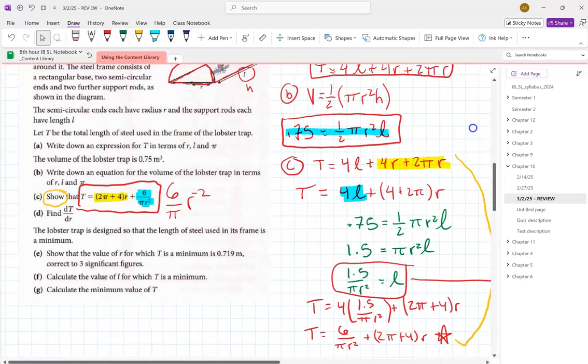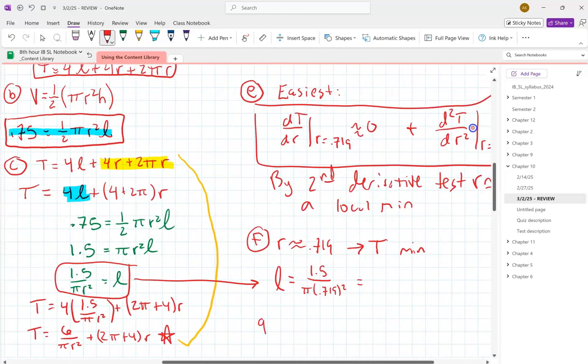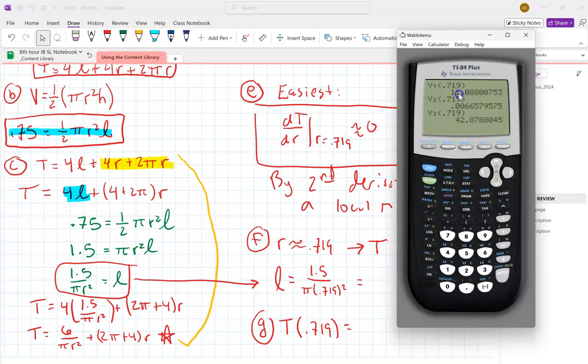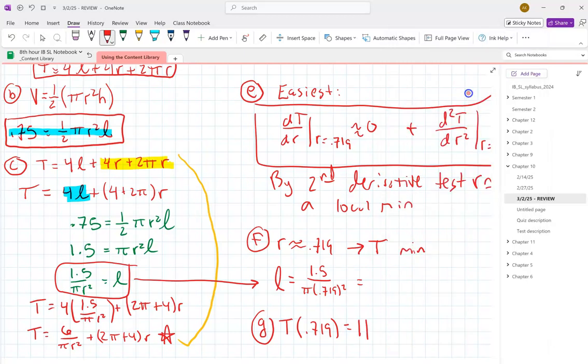And then part G says calculate the minimum value of t. Well, that's just going to be t of 0.179. And I did that accidentally already on my calculator, right? That was the first thing I did. That's that 11.1, I guess, to 3 sig figs. What do you guys think on that?